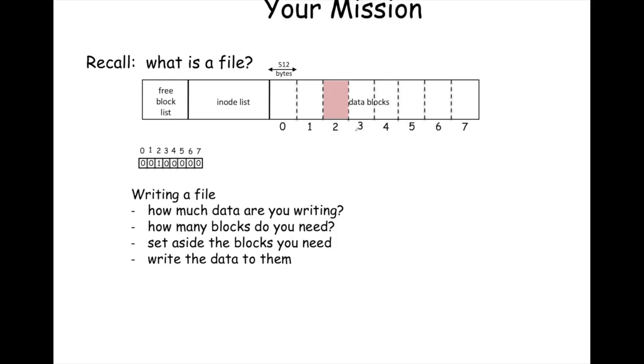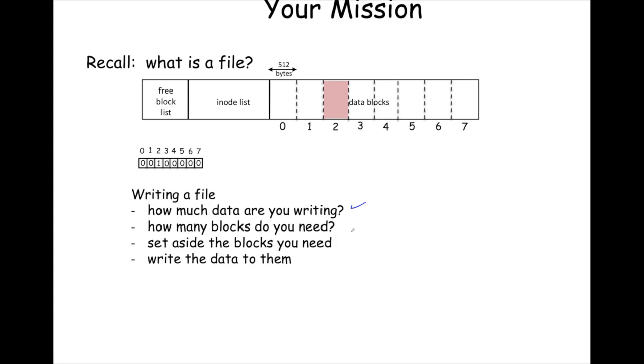All right. So what does it mean then to write a file? If you're going to write a file, a bunch of questions you should ask yourself: how much data are you writing? Because if we're writing 1,000 bytes of data, you're going to need 2 blocks. If you're writing 100 bytes of data, you're going to need 1 block. So the first thing you need to know is how much data you are writing. From that, you know the block size, and you can calculate how many blocks you need. Of course, you're going to use the ceiling function because you can't write a fractional block. You have to allocate a whole block, even though you might only need 2 bytes of it.